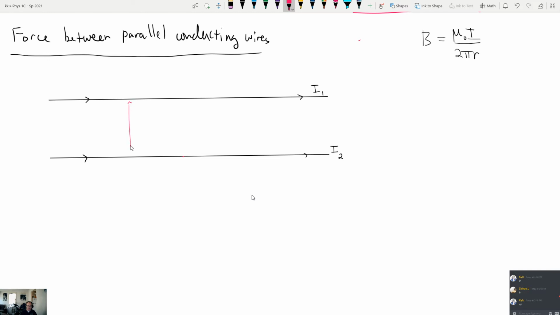Into. Well, I have to put one other thing on here. The distance between the wires is A. I think that's what we want to use. Into, exactly. So the magnetic field, B1, we would say points this way, right?